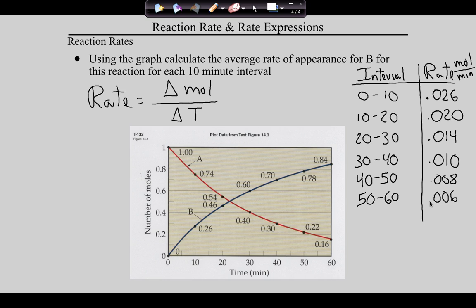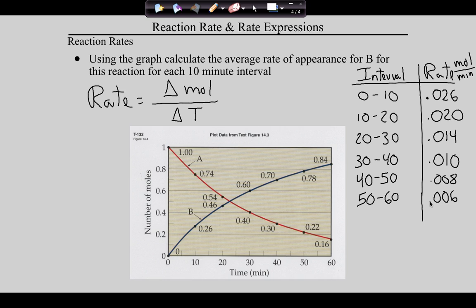Now, notice this. If we are going final minus initial, we all looked at B, right? So is the sign right? Are these positives? Is the amount of B going up, meaning a positive rate, or going down, a negative rate? They're going up because you all looked at B, which is the product being created.